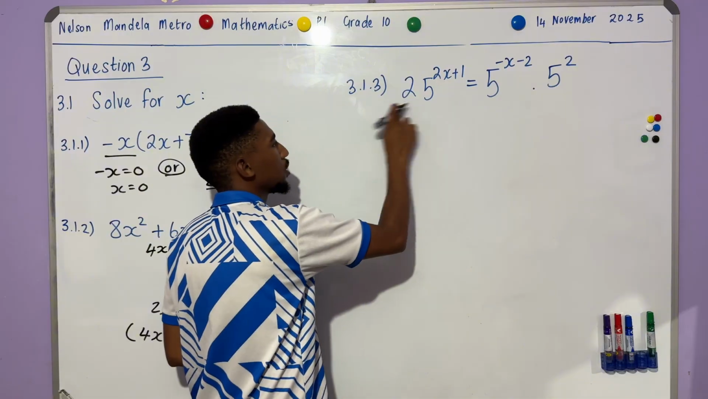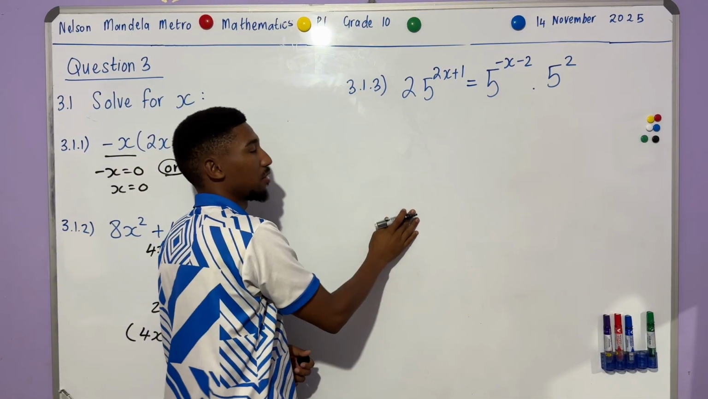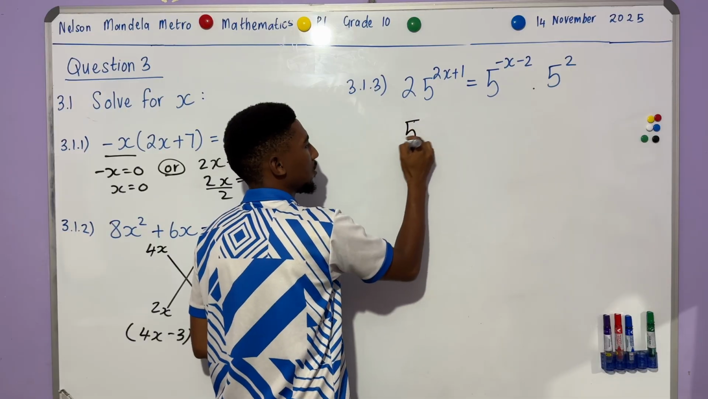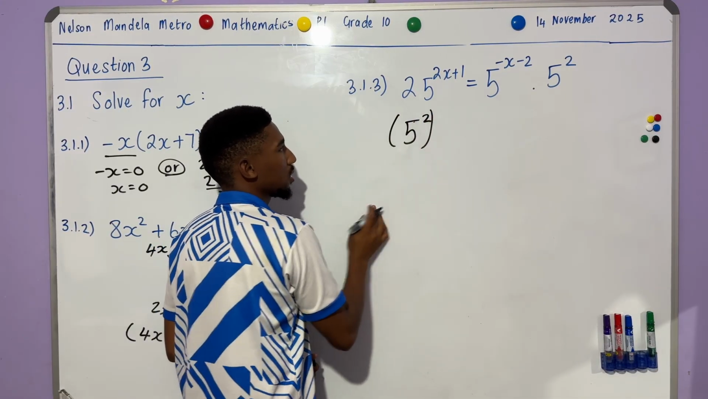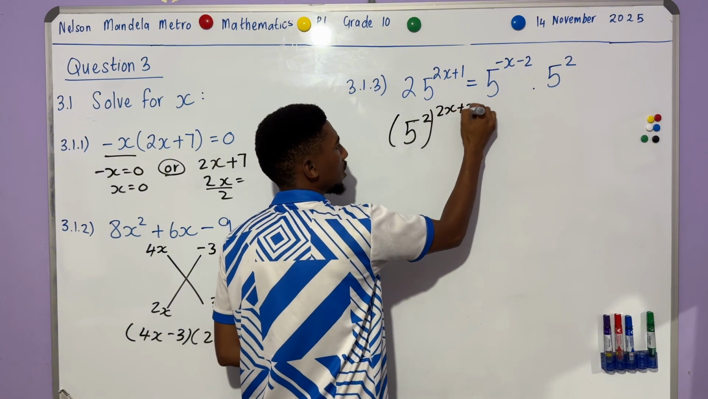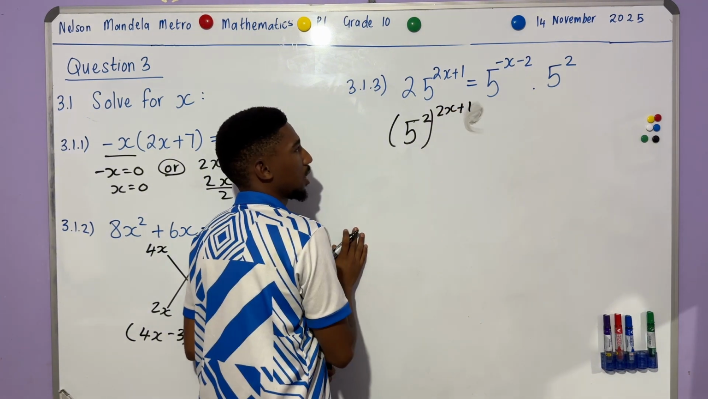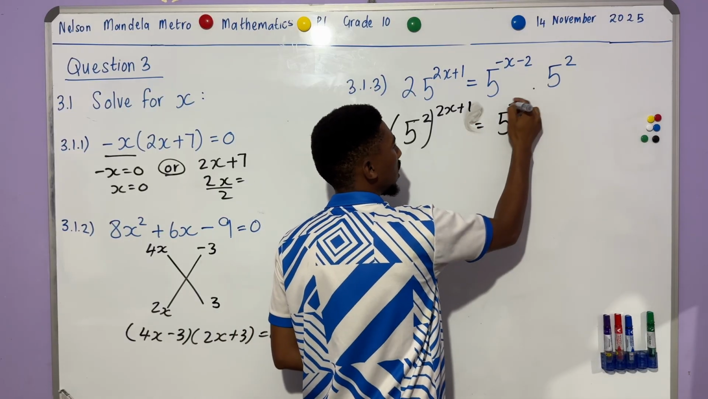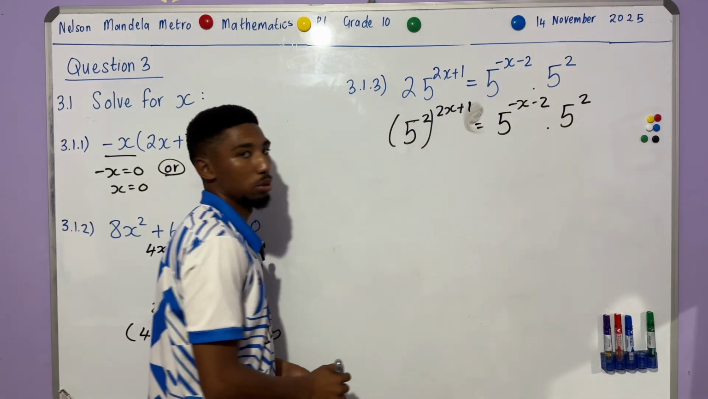So we're going to change this 25 and rewrite it so that it has a base of 5. And we can rewrite that as 5 to the power of 2. When we do this, we have to do it in brackets, and then the other exponent is on the outside. That's equal to 5 to the power of minus x minus 2, dot 5 to the power of 2.